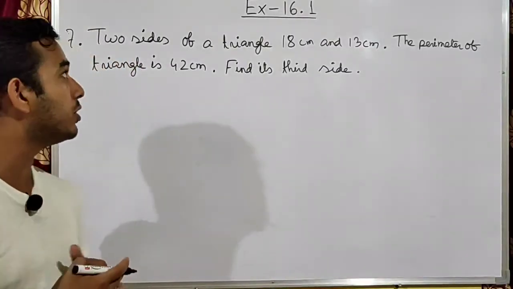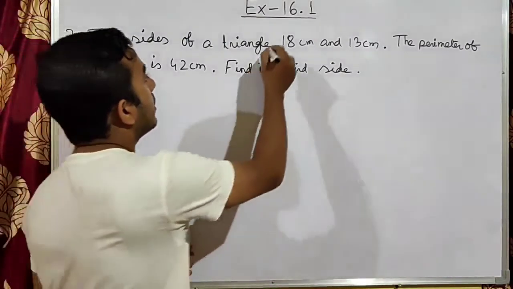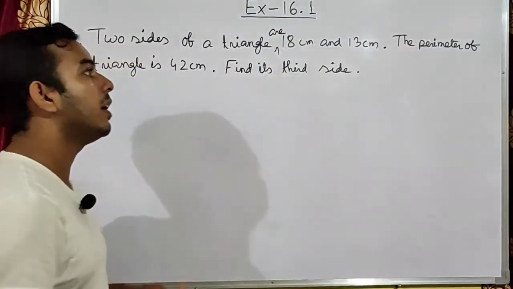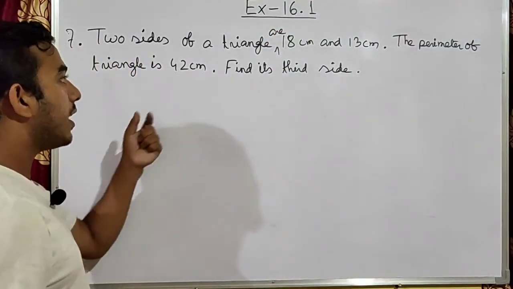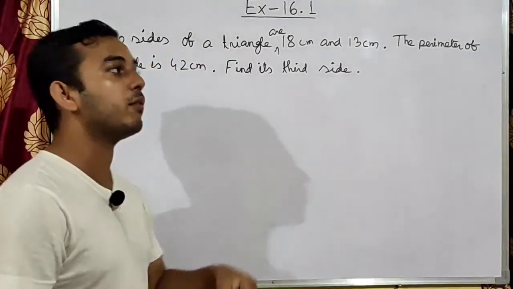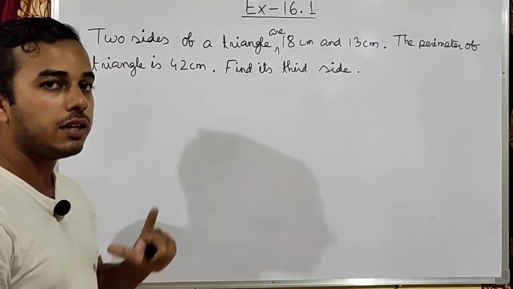Okay, so here the question is, two sides of a triangle are 18 centimeter and 13 centimeter. The perimeter of the triangle is 42 centimeter. Find its third side. Yes, this is a bit different type of question, right? This question is talking about a triangle and its sides.